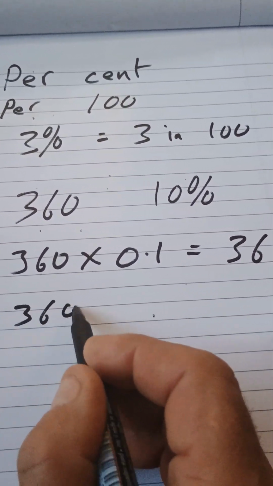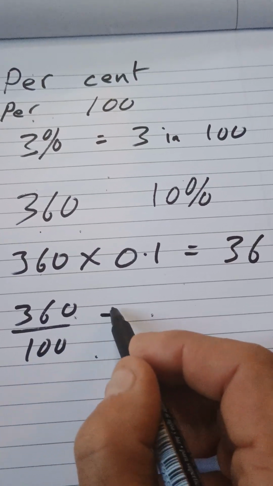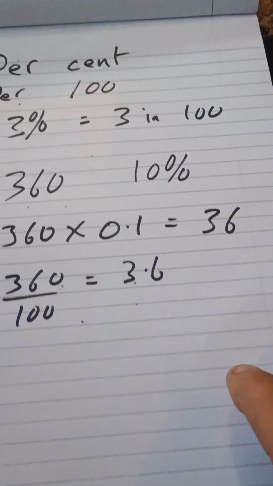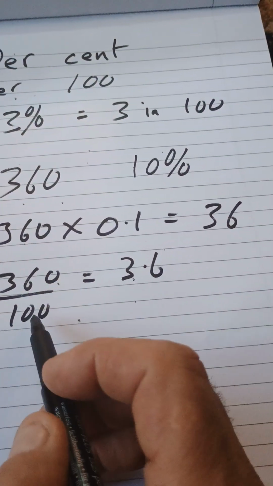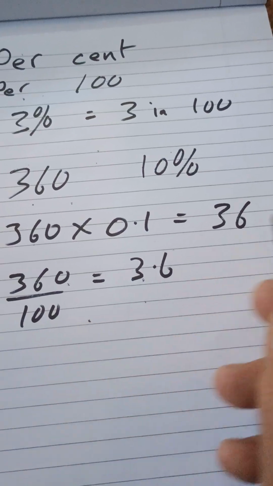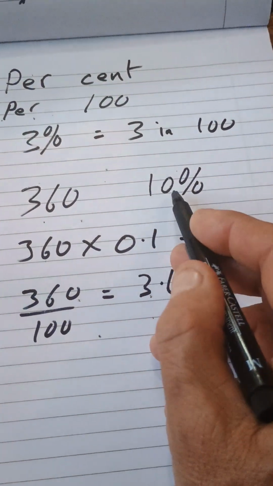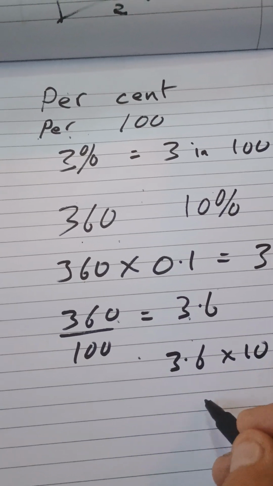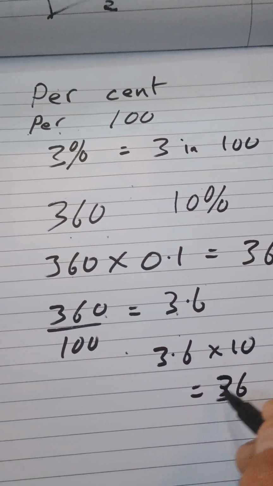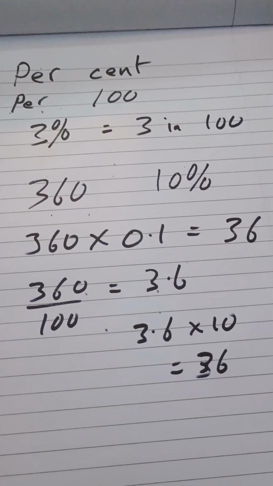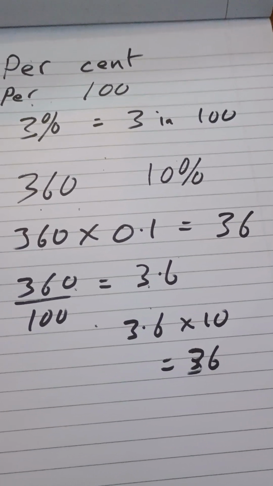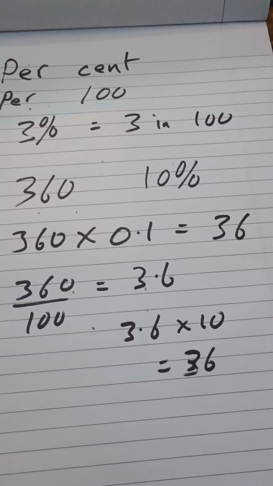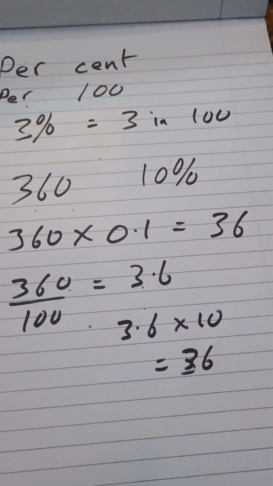Or if we divide 360 by 100, then we would get 3.6. So 3.6 would be 1%. That's 1 in 100, and we're looking at 10 of those. So we've got 10 times this much. So we have 3.6 times 10, which is 36. So when you think about a percent, what we're talking about is 1 in 100, or at least the number expressed as if we'd converted it to be out of 100.